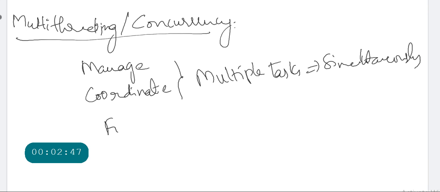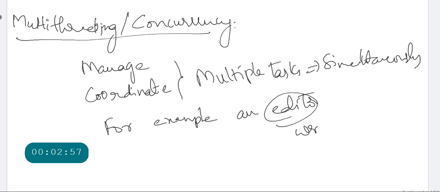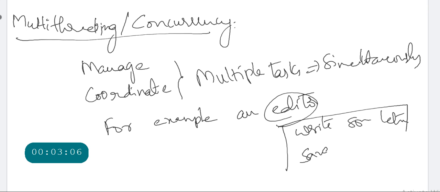So for example, we can take an editor. At a time we can write some letters, and at the same time we can save it, like an automatic saver editor. And also WhatsApp: at a time we can receive messages and send messages. So these were the examples for a multi-threaded environment.